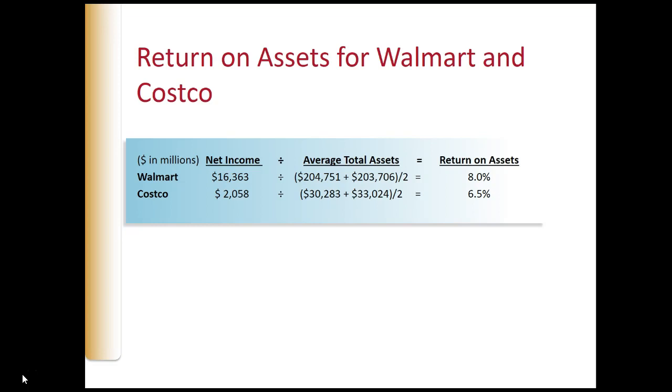With an ROA of 8%, Walmart generates 8 cents of profit for every dollar of assets. Costco's 6.5% ROA indicates that it generates 6.5 cents of profit for every dollar of assets. Even after adjusting for company size, Walmart is more profitable than Costco.